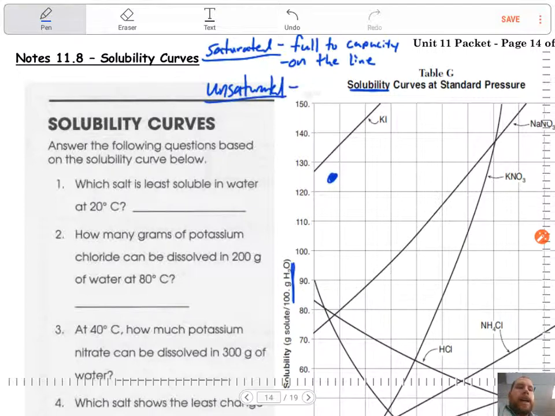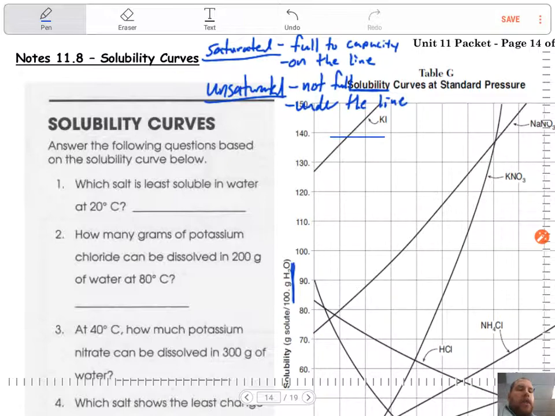Okay, it's unsaturated. It's not full. Okay, it's not filled to capacity. So this would be under the line. See how writing this on your reference table is probably going to be better for you. You can jot it down again on your page of your notes. That's fine. These are just the few terms that we need to be aware of.